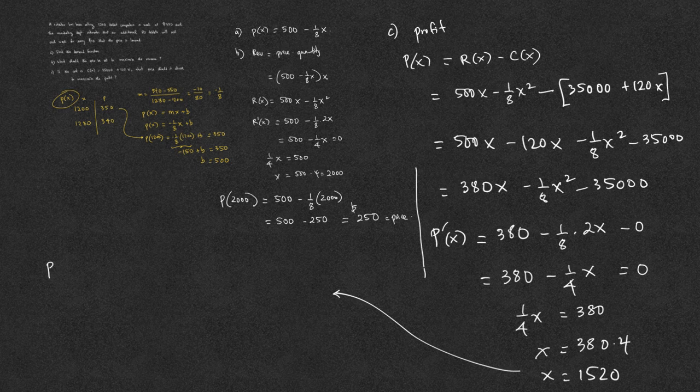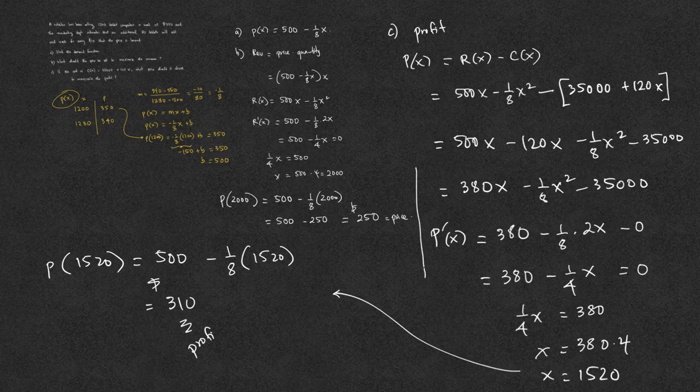The price function P of x, so P of 1520 equals 500 minus 1 over 8 times x. x is 1520. We have 500 minus 1 over 8 times 1520, which is 310. This is the price to set if we want to maximize the profit given the cost function.